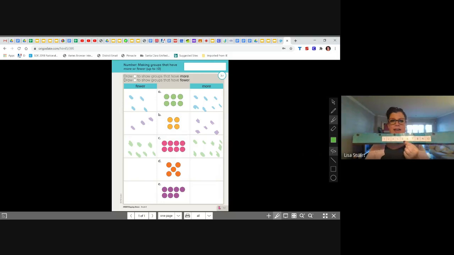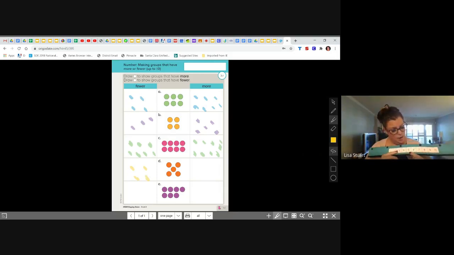Let me find 5 on my number line. It's right here. If I'm thinking of something fewer than 5 dots or less, I'm going to look to the left, and I see 4. I'm going to do 4 gold circles. 1, 2, 3, 4. It's always a good idea to count while you're drawing.